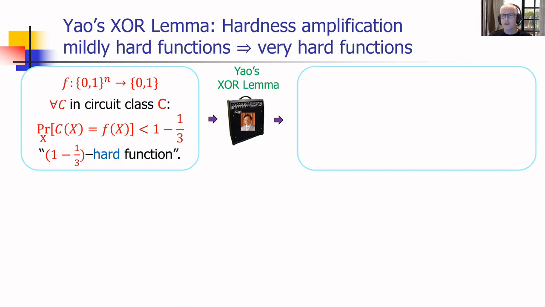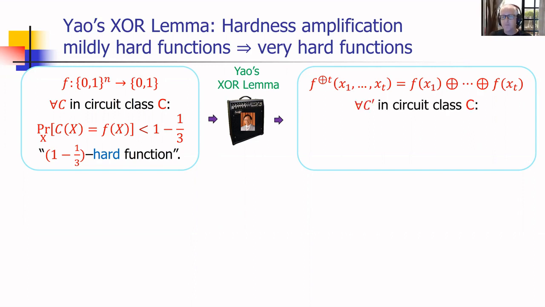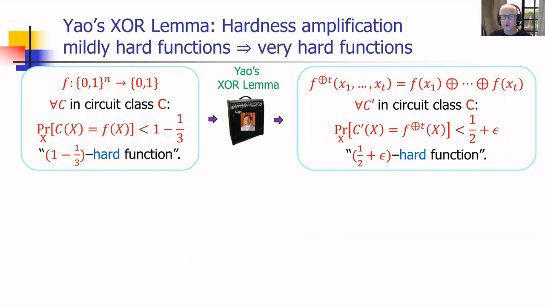What Yau's XOR lemma says is that if I consider the function f XOR t, which receives t independent inputs, applies f on each one of these inputs and XORs the output. So if I consider this function for sufficiently large t, then this function becomes very hard. Specifically, for every circuit C prime in the circuit class, the probability that C prime computes the function f XOR t correctly is smaller than half plus epsilon, where I was able to convert a function which is 1 minus 1/3 hard into a function which is half plus epsilon hard.